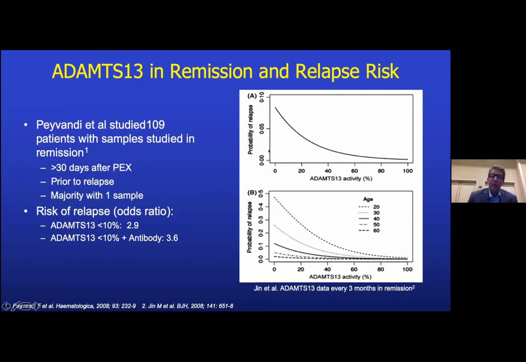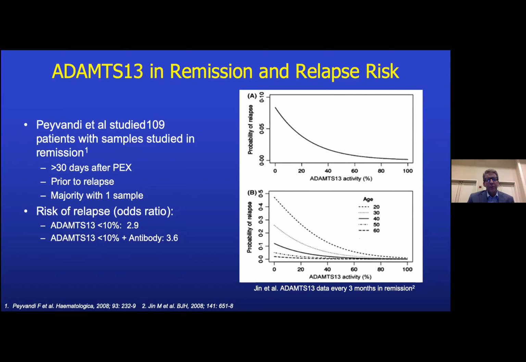If you look at the top panel here, what you see is the lower the ADAMTS13 activity, so as you go to the left, the greater the probability of relapse. But if you look, the risk is only 0.1 or 10% over the next 10 months, which doesn't seem so great. If you look at the panel below, you take the same data and break it down by age, 20s, 30s, 40s, up to the 60s, you start to see that the younger you get, the greater the risk of relapse. In the youngest cohort of patients, the 20 to 30, you start to see a risk that approaches 40 to 50% over the next 3 months.